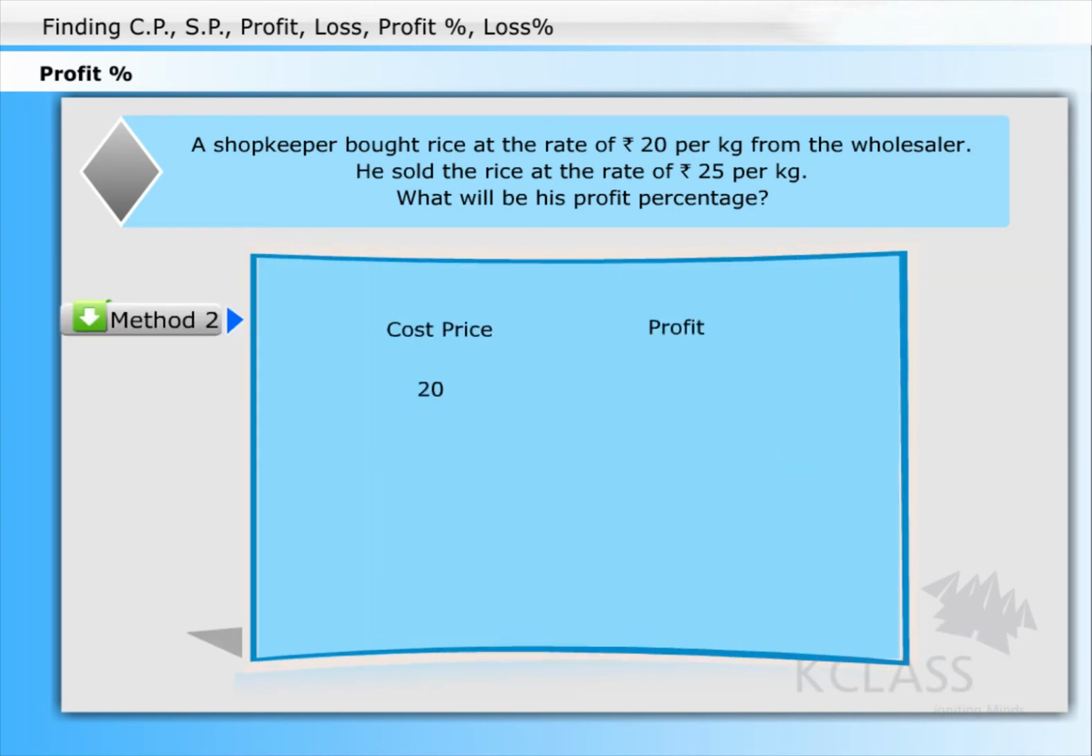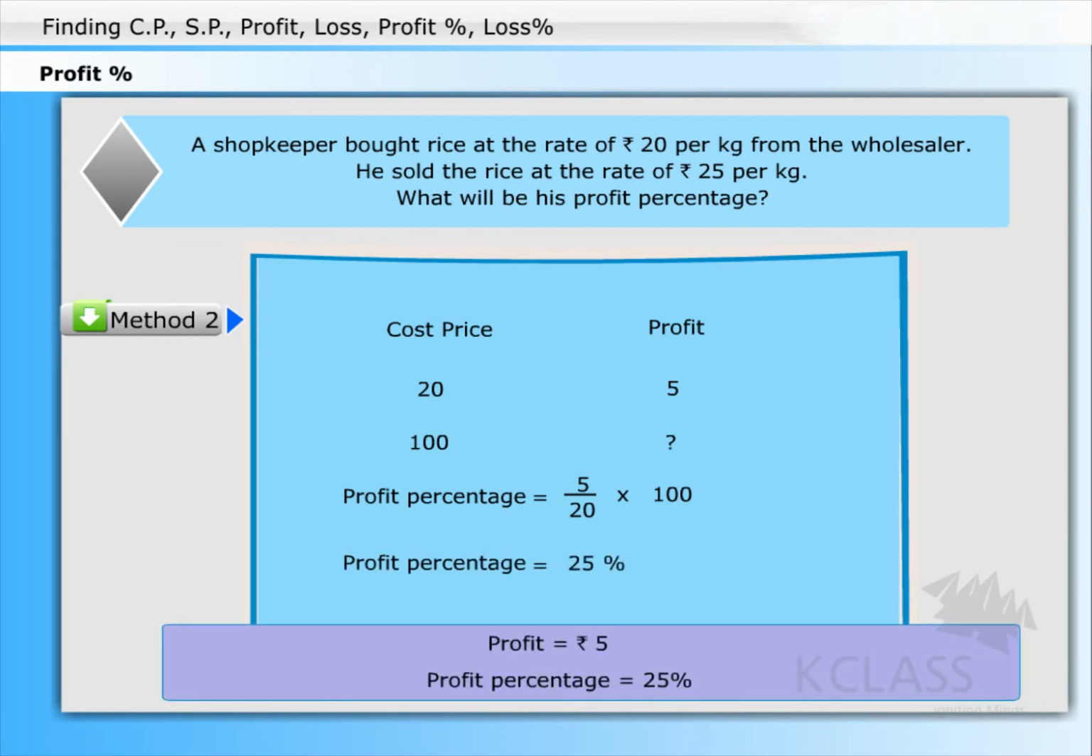On a cost price of rupees 20, the profit is rupees 5. So, if we assume the cost price to be rupees 100, using the unitary method, the profit will be 5 upon 20 multiplied by 100. This gives us the profit percentage as 25%. As you can see, both the methods of calculating profit percentage give us the same answer.